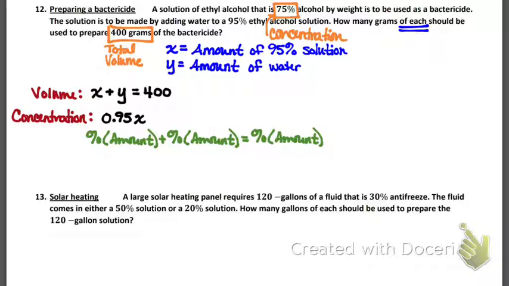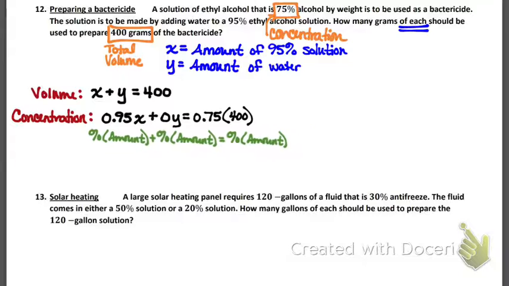How much ethyl alcohol is there in water? 0. So the percentage of alcohol that is present in the water is 0% times y. I want to end up with a final product that has a concentration of 75% times the 400 grams. So now I have my two equations. This concentration equation cleans up pretty nicely, and it alone will tell me almost everything I need to know. Because of this piece right here, 0 times y, what's going to happen to that whole variable in this equation? Yeah, it's going to cancel out.